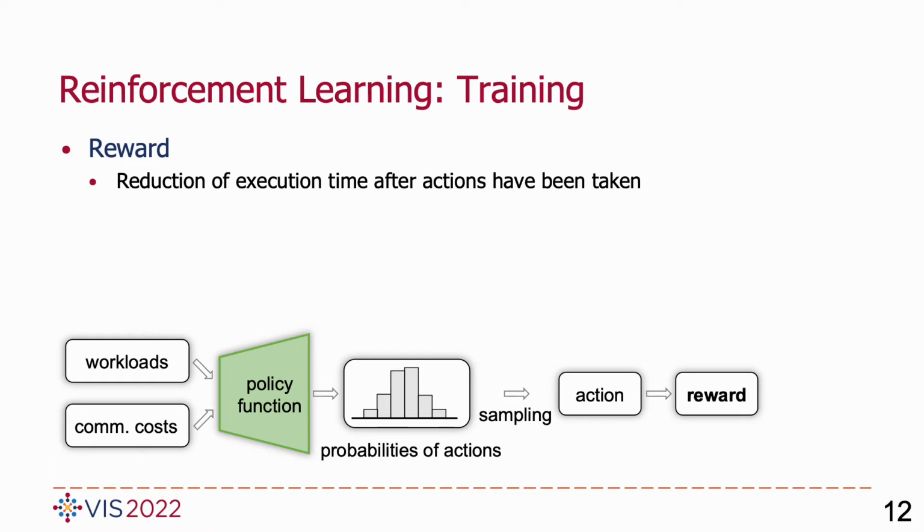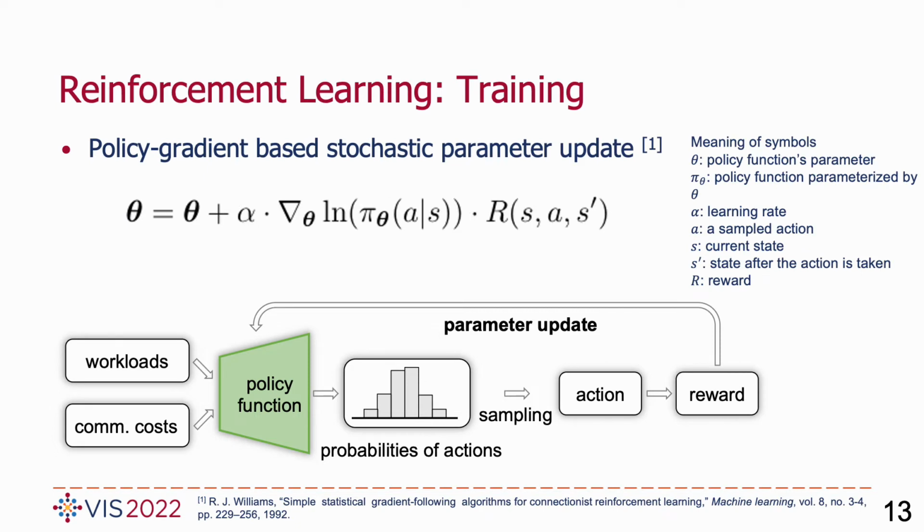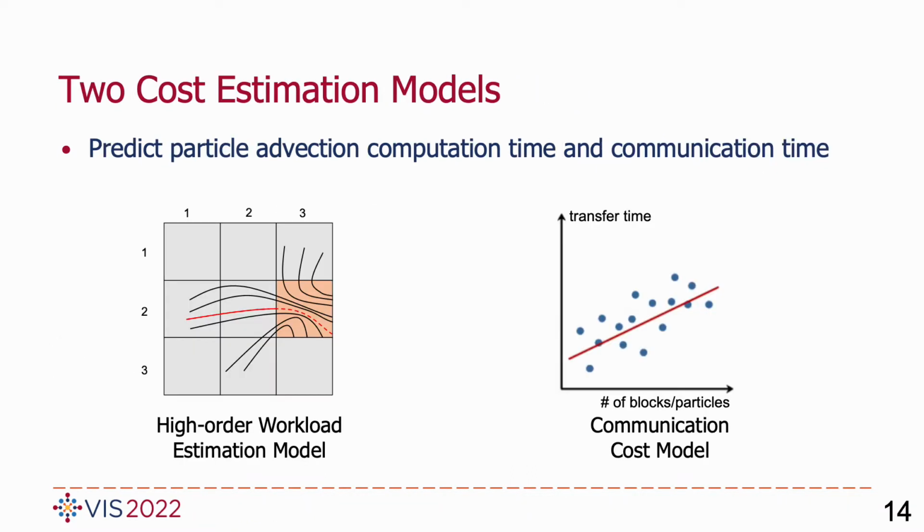Because the execution time can only be obtained after the parallel program completes, to make the training more efficient, we leverage cost estimation models to predict and estimate the future execution time. The reward will then be used to update the parameters of the policy function using a policy gradient-based approach to increase the probabilities of actions with positive rewards. Please see details of the update of parameters in our paper. In the following, we present two cost estimation models used to predict particle advection computation time and communication time.